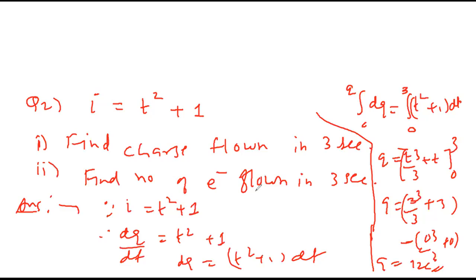How to get number of electrons from charge? Q is equal to N into E. Correct. Get the charge then. Q equal to Ne. Number of electrons is Q by E.